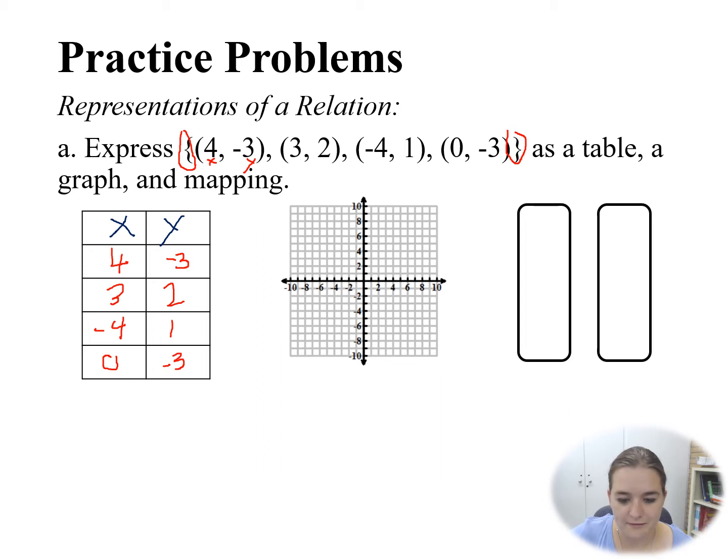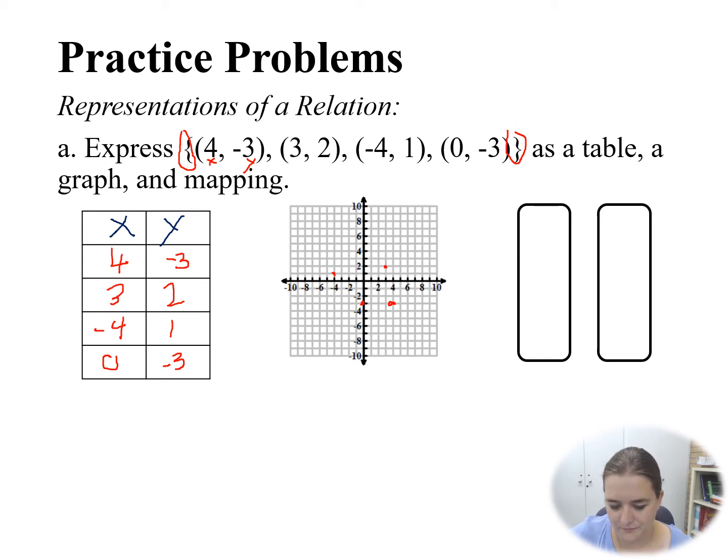Then if I want to graph it, I'll do the same thing. I'll take those ordered pairs. 4, -3 tells me I go over to 4 on the x-axis and down to -3 on the y. 3, 2, over 3, +2 on the y. -4, 1, over to -4, up to a +1 on the y-axis. And 0, -3. So 0 tells me I'm at this 0 point for x, and I go down to y equals -3. So I've represented it now as a table and as a graph.